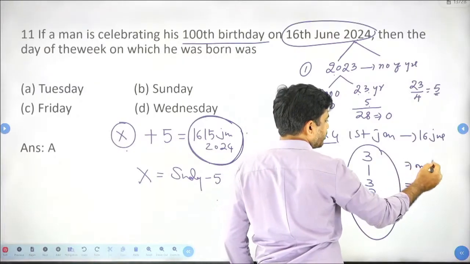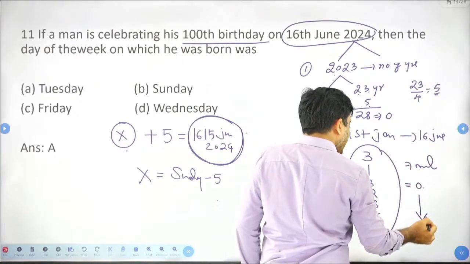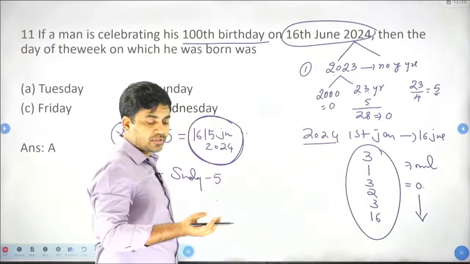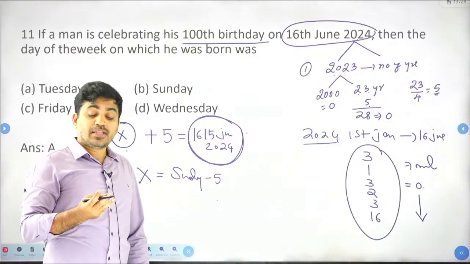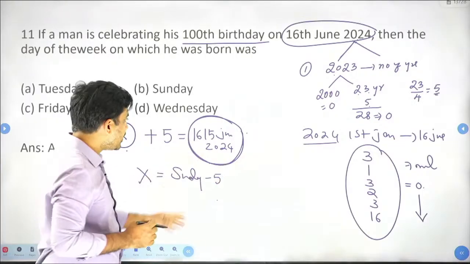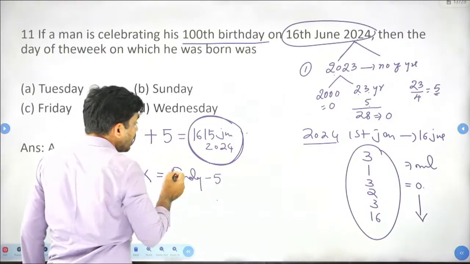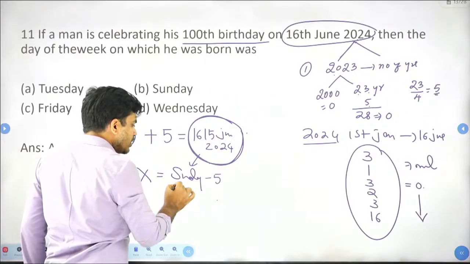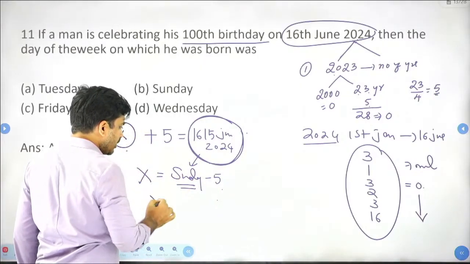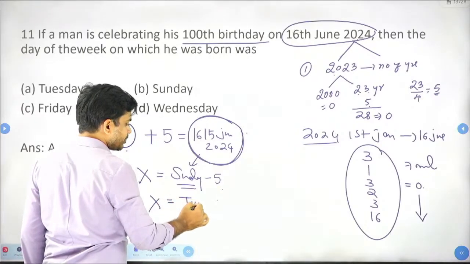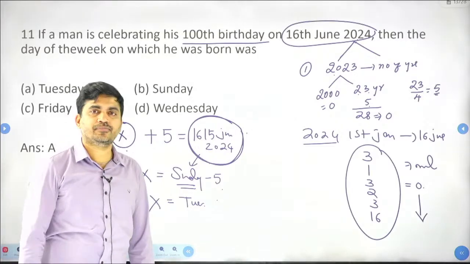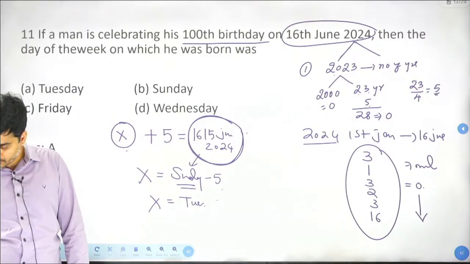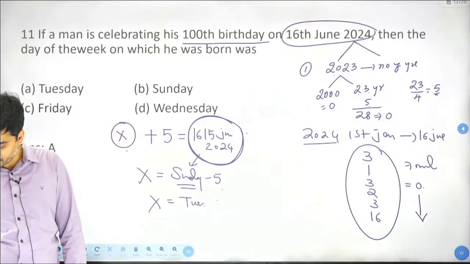7 multiple means 0. So 0 odd day means there are day codes. Sunday is 0, Monday is 1, Tuesday is 2, Saturday is 6th. Okay, we got 0. So this day is Sunday. Now Sunday minus 5, so answer is Tuesday. Just count manually, answer is Tuesday. Option A. That's all. Okay? So far if you have any doubts, please ask me.